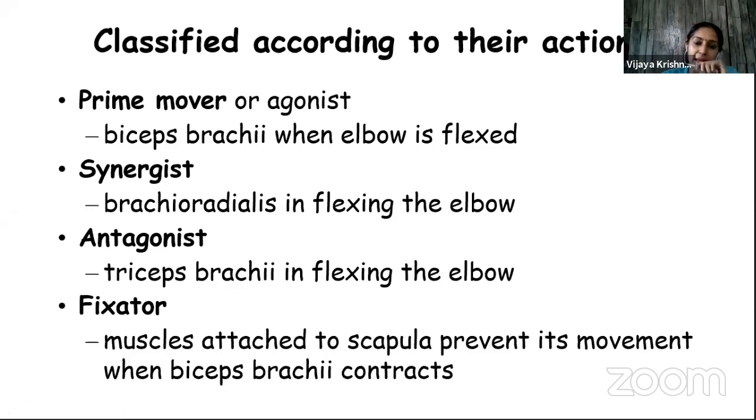So, in an example here, the biceps is helping when the elbow is flexed, the brachioradialis is giving additional support to the biceps, the triceps brachii, being the antagonist, limits the motion, and the scapular muscles prevent the excessive motions when the biceps contracts. Okay, so this is the muscle classification based on what type of actions they perform.